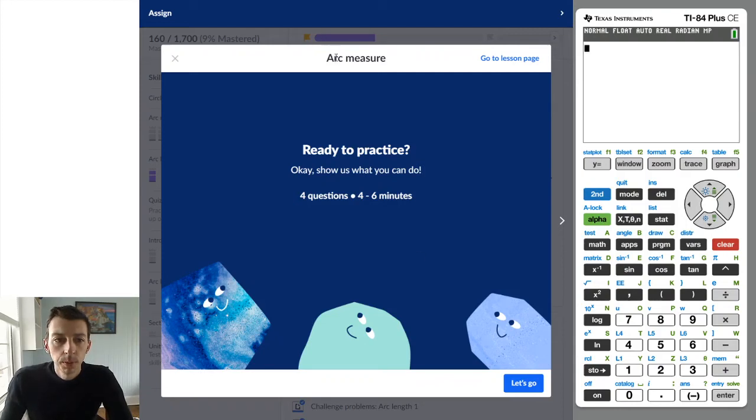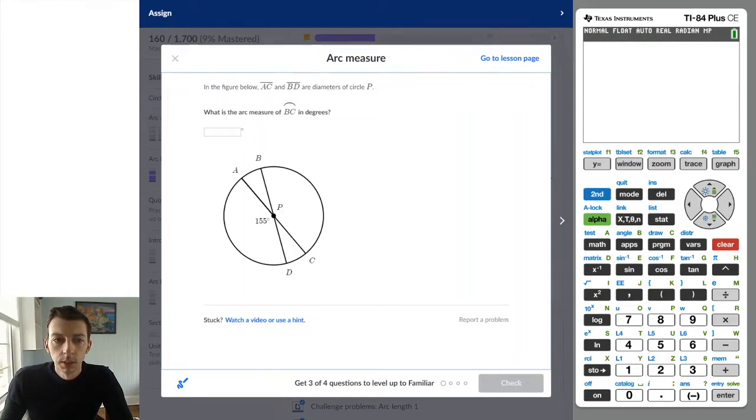Okay, so we're going to go through a couple of the arc measure examples here. The first one asks us what the arc measure of BC is in degrees. Now BC is the arc that goes from here, where B is, all the way over to here. So it's this minor arc, because it's less than 180 degrees.